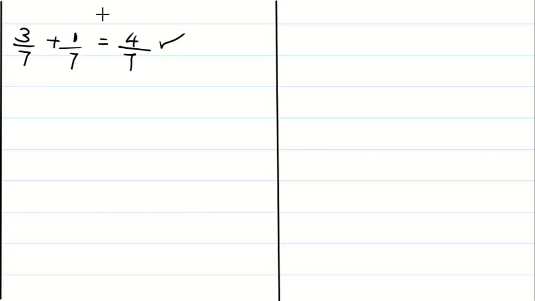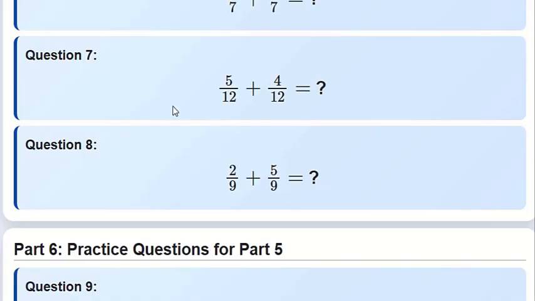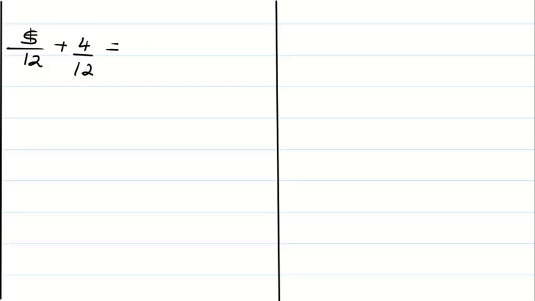So this is right, but if you do it like this, 3 over 7 plus 1 over 7, then you say 3 plus 1, which is 4, all over 7 plus 7, which is 14. This is wrong. So let us try another example. In this question 7, you are told to add 5 out of 12 plus 4 out of 12. So, as usual, we add the numerators because the denominators are the same. So it will be 5 plus 4, which is 9. Then we retain the denominator as 12.